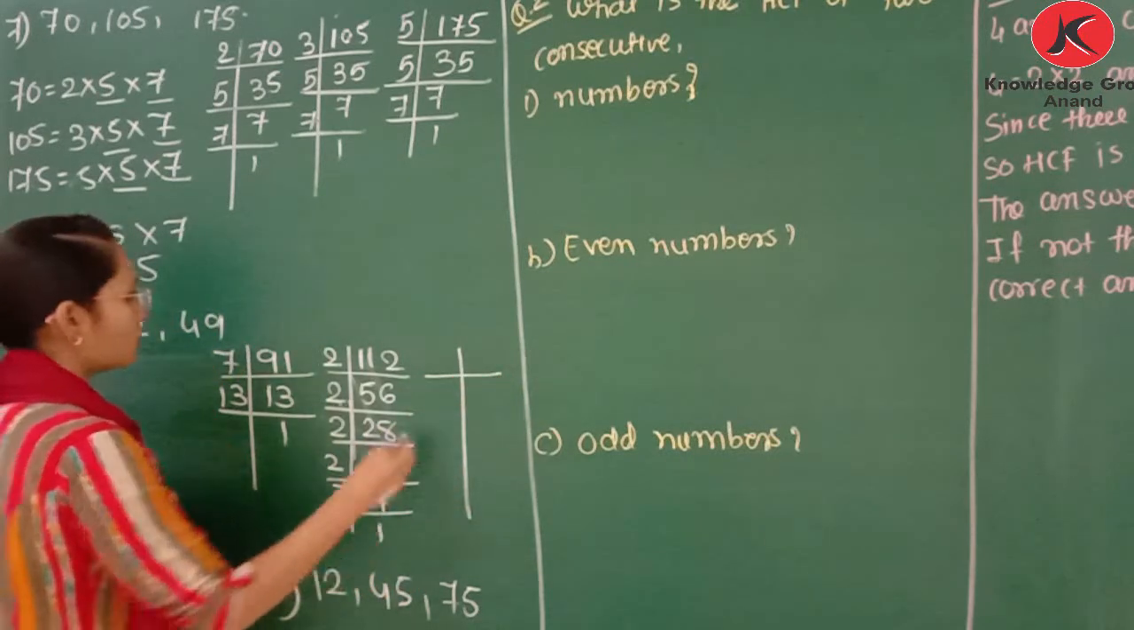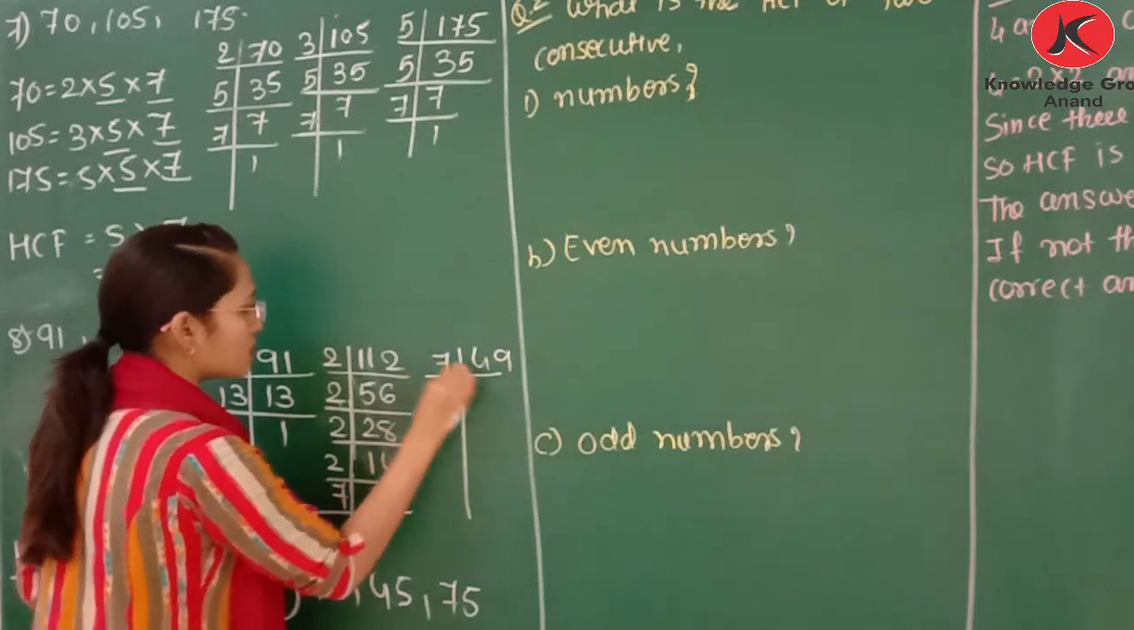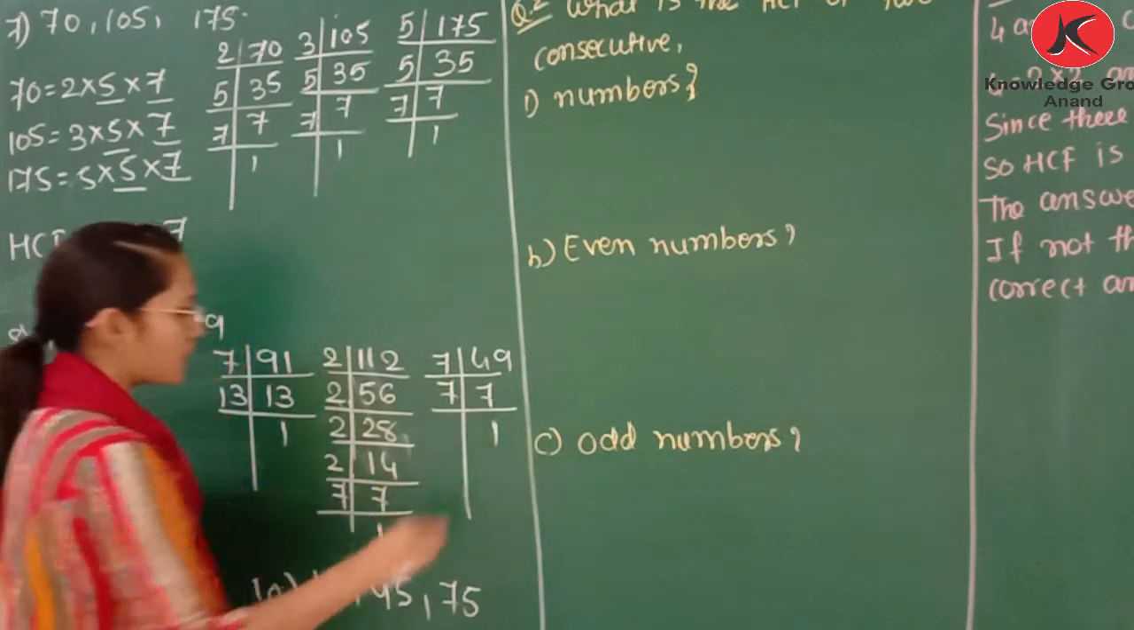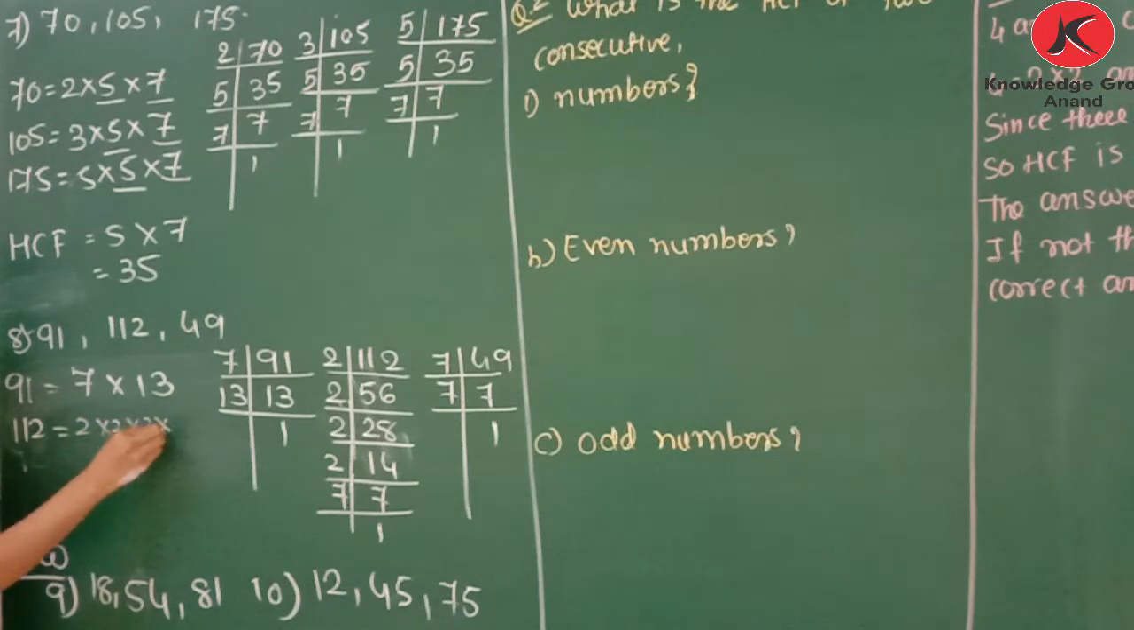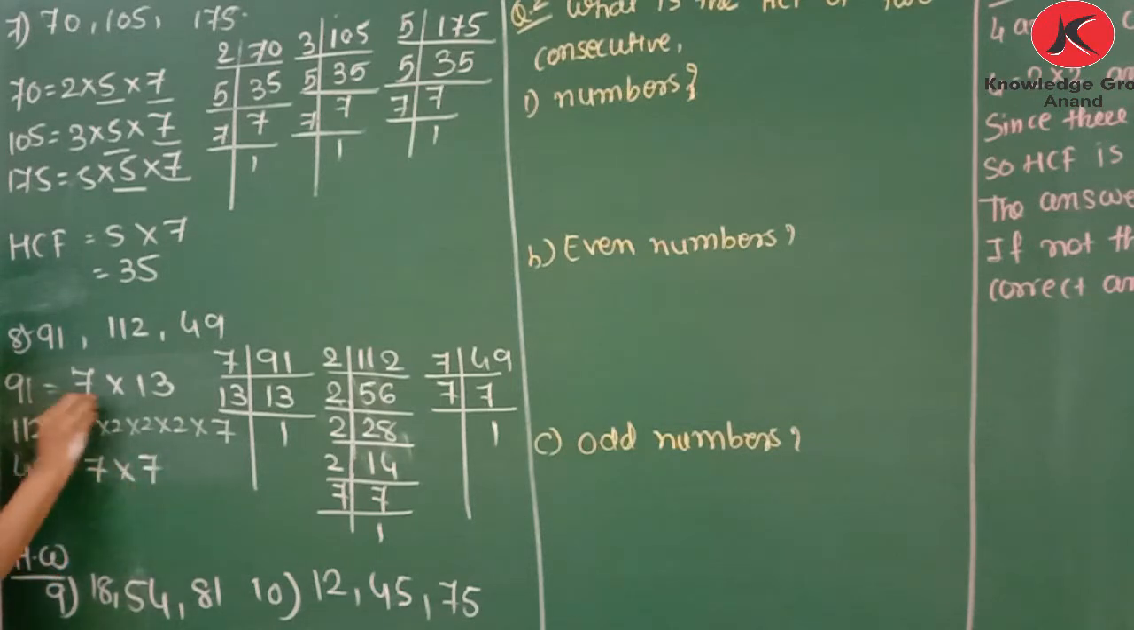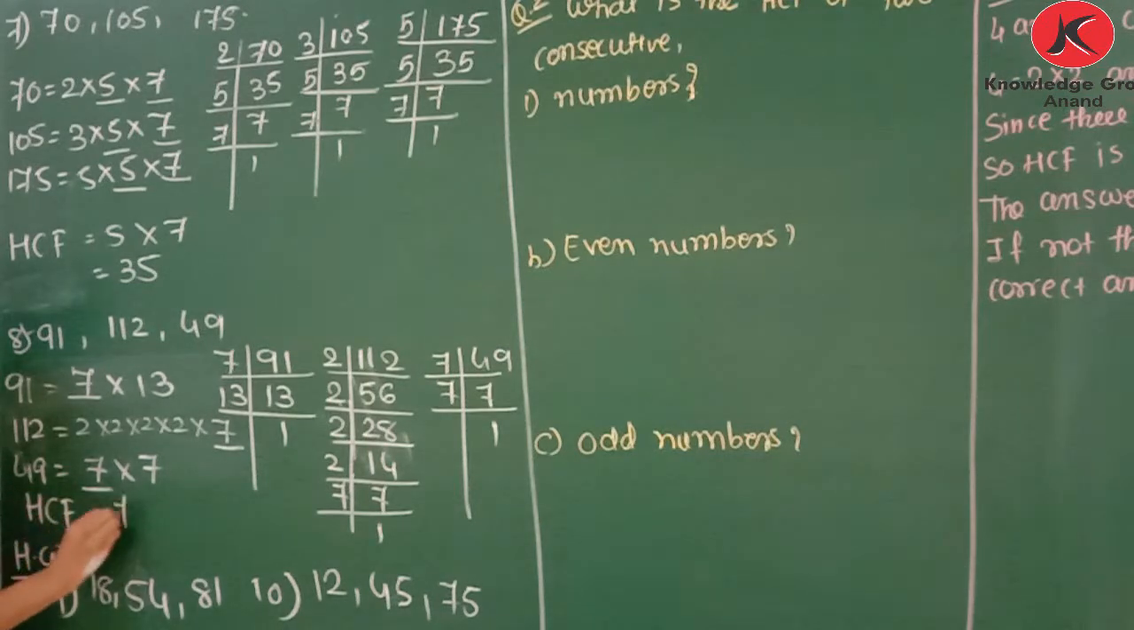Now the next one, 49. 7 7s are 49. 7 1s are 7. So the factors of 91 are 7 into 13. Factors of 112: 2 multiply 2 multiply 2 multiply 2 multiply 7. Factors of 49: 7 into 7. So common in all three is 7. So the HCF will be 7.